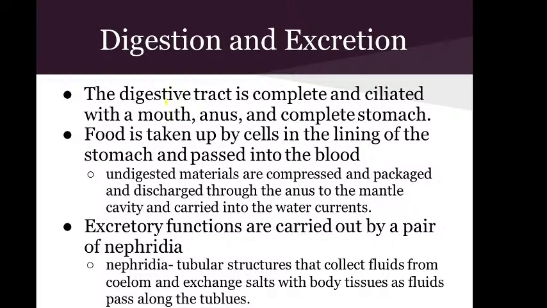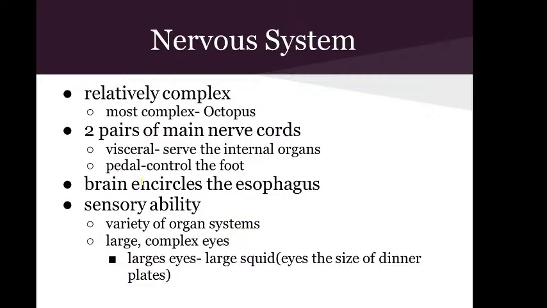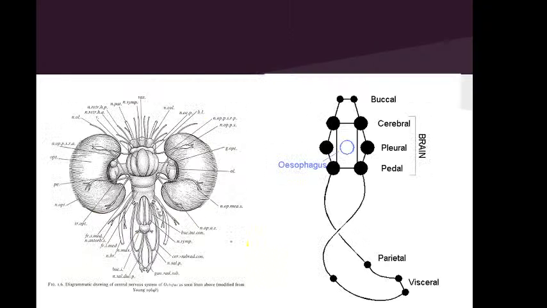Their digestive tract is complete, with a mouth, anus and a complete stomach. Food is taken up by cells in the lining of the stomach and passed into the blood. Undigested materials are compacted and packed and are discharged through the anus into the mantle cavity and carried away in the water current. Excretory functions are carried out by a pair of nephridia. And of course we have the nerve cords, or the brain system, also. We have a variety of organ systems present, like a large complex size. So these are the things.